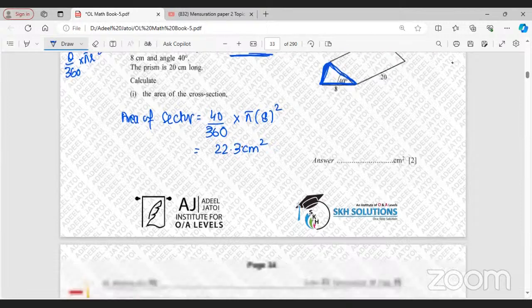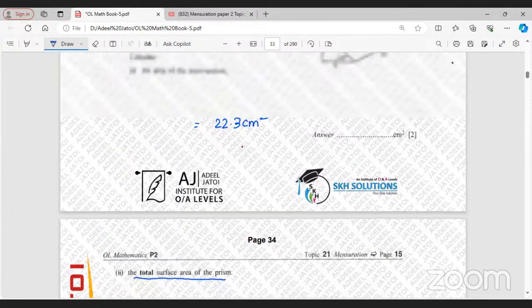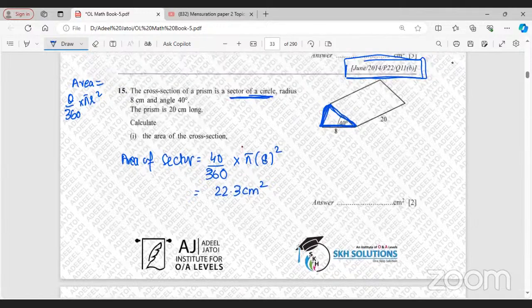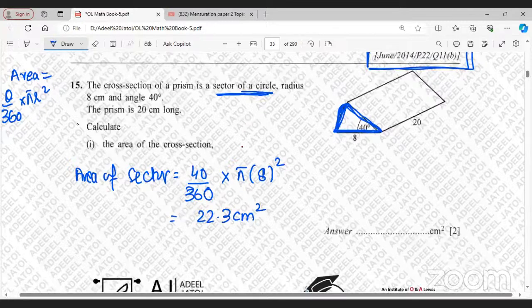Similarly, in the next part, the question clearly says total surface area of the prism. These types of questions are much easier to understand if you know the concept of total surface area. Total surface area means that you need to find the area of the whole, the area of all the shapes that you have.